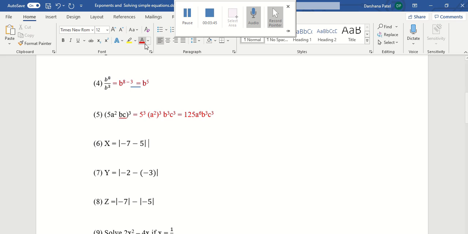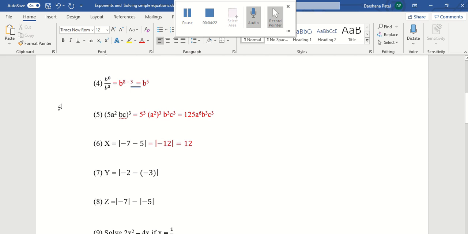Now the next 3 questions are about absolute values or magnitude. The absolute value of any number will be positive. If there is a number in front which is a negative, then that stays negative. What I mean by that here is we have the absolute value of negative 7 minus 5. Negative 7 minus 5 will give us negative 12, and then the absolute value of negative 12 will be positive 12. So the result here will be 12.